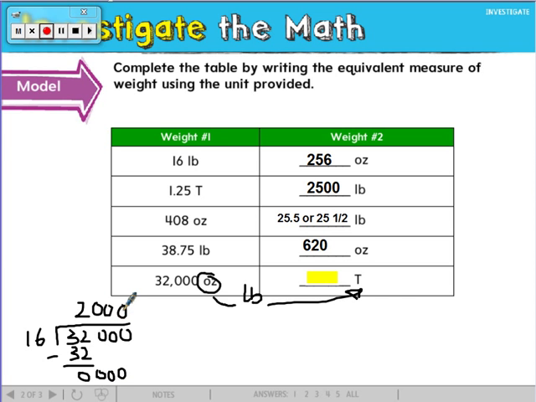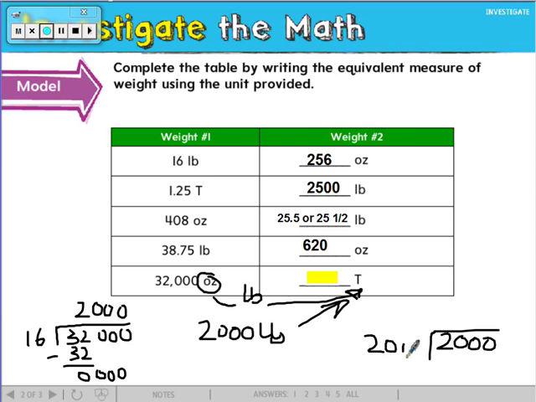So I get 2,000. So now I have 2,000 pounds that I'm going to convert to tons. So what do I divide 2,000 pounds by in order to figure out how many tons it is? By 2,000. So it's 1. Yeah, I really don't even need to show this, but we show our work. That's what we do, right? Yes. So 2,000 divided by 2,000 equals 1.